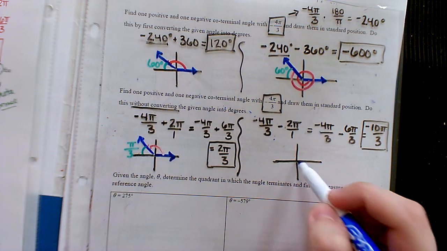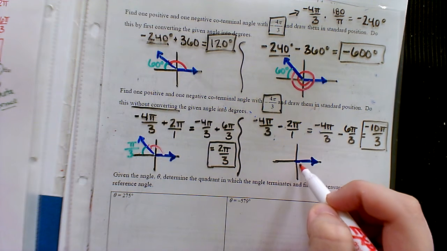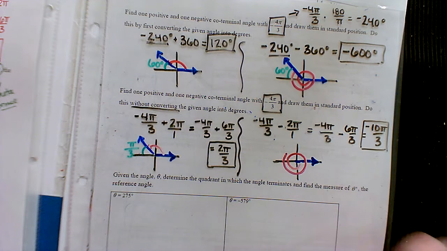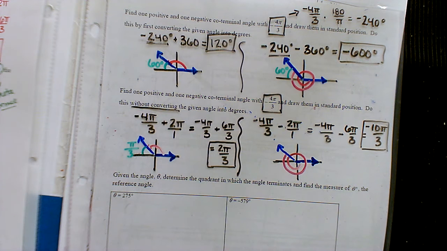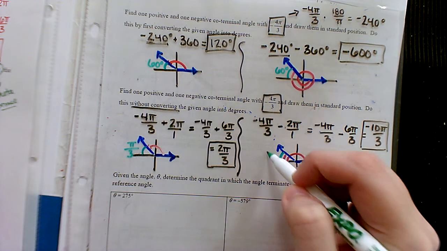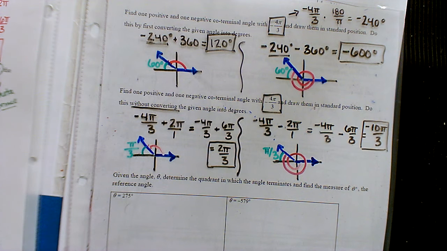So we'll start in that initial side, angle of rotation. We'll land in that second quadrant and draw the terminal side. Since these are coterminal angles, they land in the same spot, and they also must have the same reference angle. So the reference angle for this one would be the pi over 3 as well.